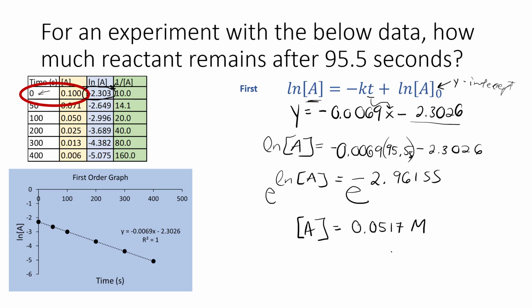Now, before you go further, ask yourself, does this answer make sense? What might I mean by that? Well, 95.5 seconds, where do I expect that to be? I expect it to fall almost exactly right above here at 0.05. So I expect it to be just higher than 0.05, which it is. And so that is how you determine how much of a reactant remains after some period of time. You determine your reaction order, you determine your integrated rate law that you'll use, and then you use the trend line plus that information to solve for your final answer.